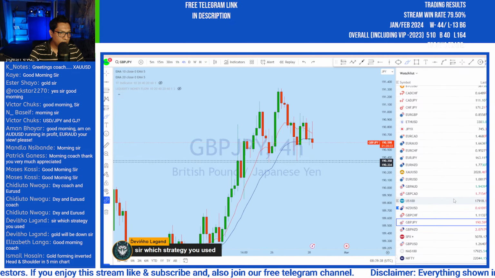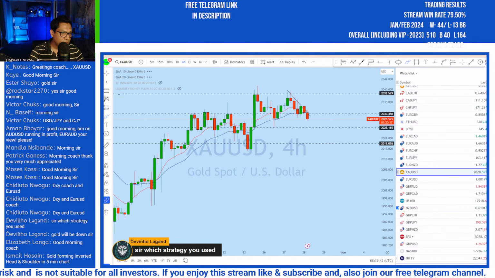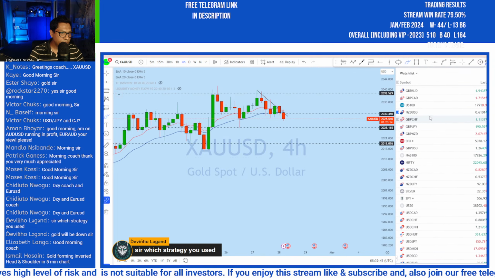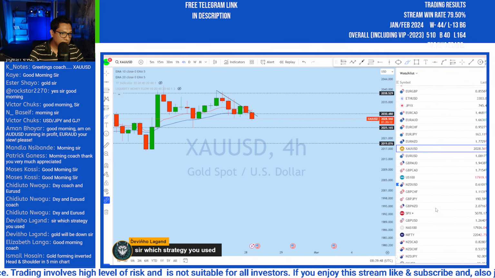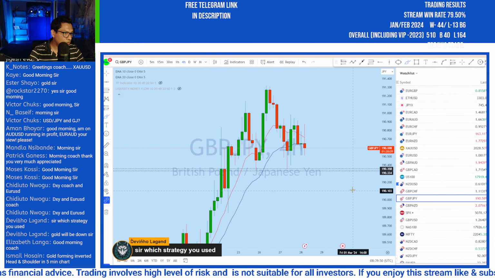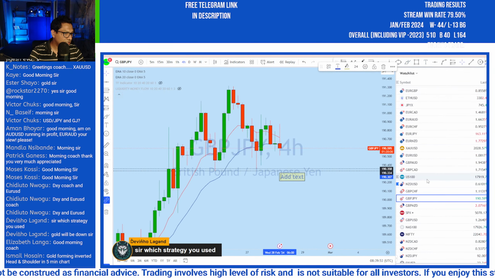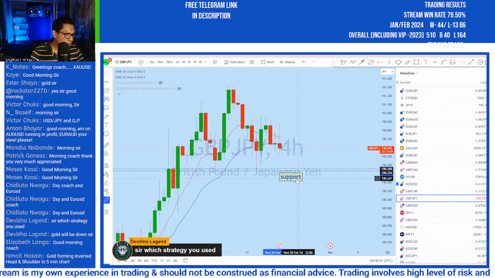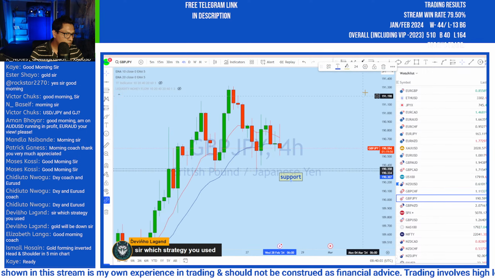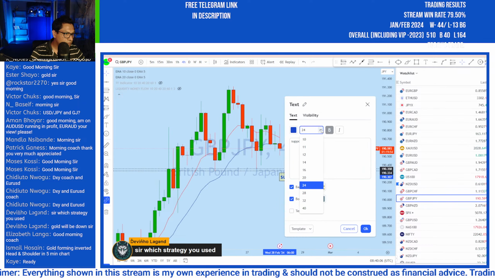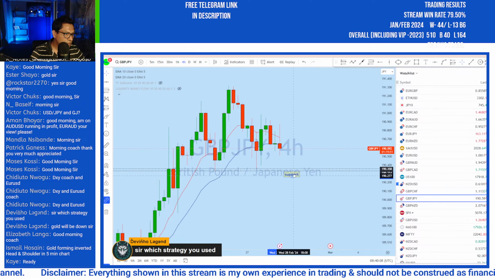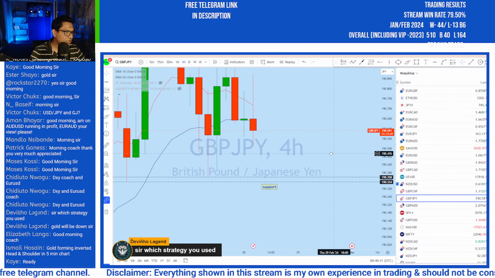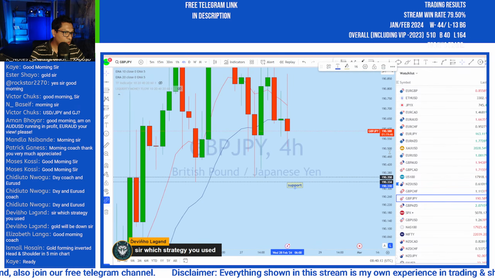So let's quickly look at it. We have seen that on GJ the market has made that move. Now let me mark that and then we'll jump back to the other pairs. So this is the support here on GBP JPY.